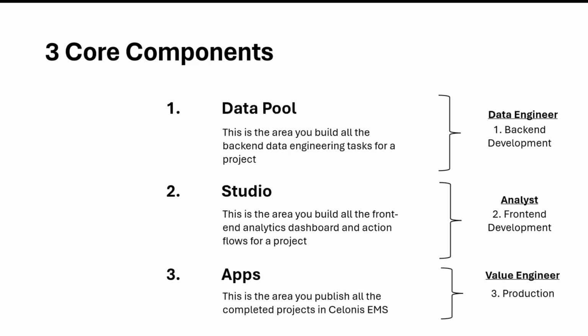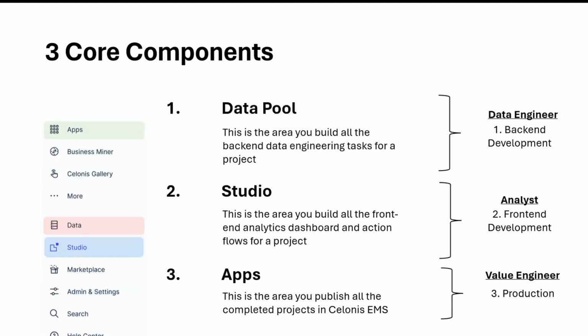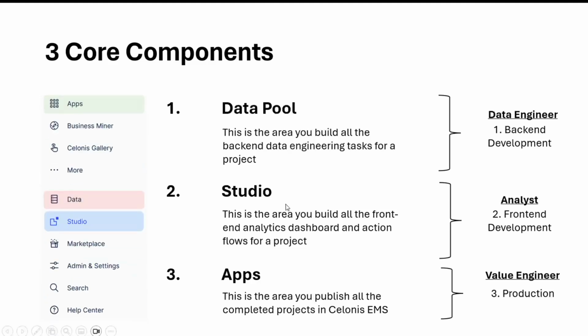And number three is the apps. This is the area where you publish all the completed projects in Celonis EMS. Once the backend engineering is done and the front end analytics has been done, you'll go through stringent testing, integration testing and UAT. Once it is ready, you would push it to the apps, which will be in production. Generally, value engineers or the business people are the ones who will be using these apps. So these are the three core components, and you can navigate to them with the side menu, which I will show you in the demo.